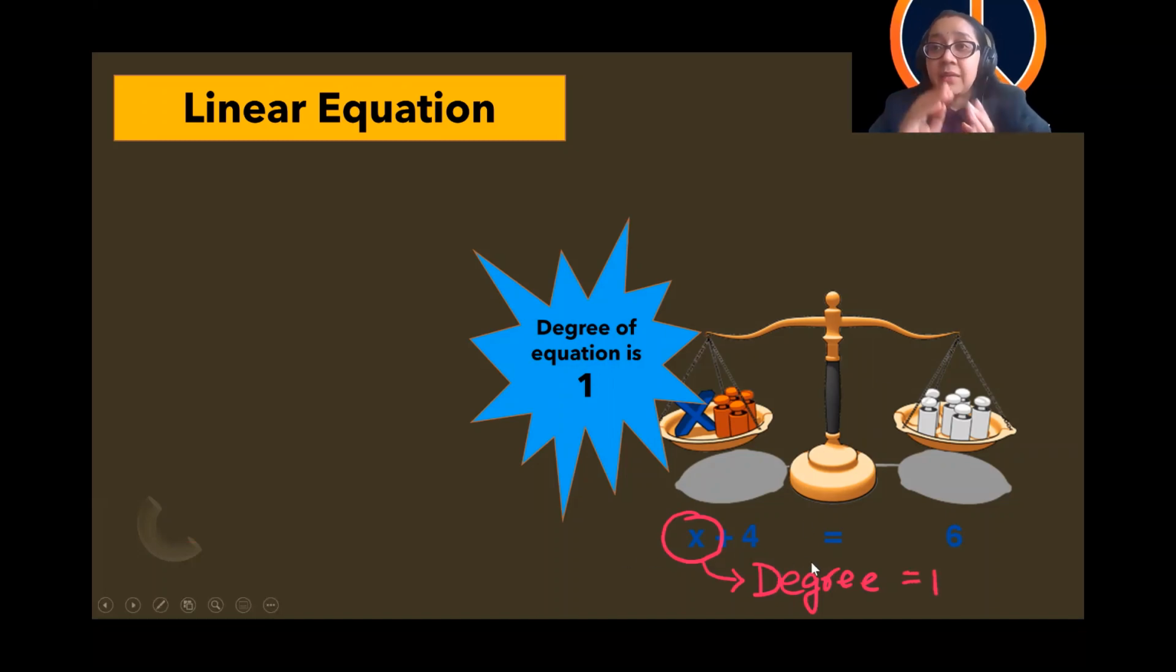So we have to check the power, the degree of the variable. The variable's power is 1. And how many variables are there in this equation? x plus 4 equal to 6. It has only one variable. So this is an example of a linear equation in one variable.